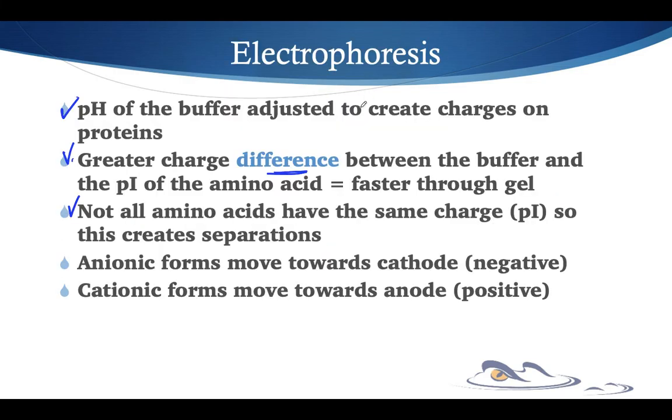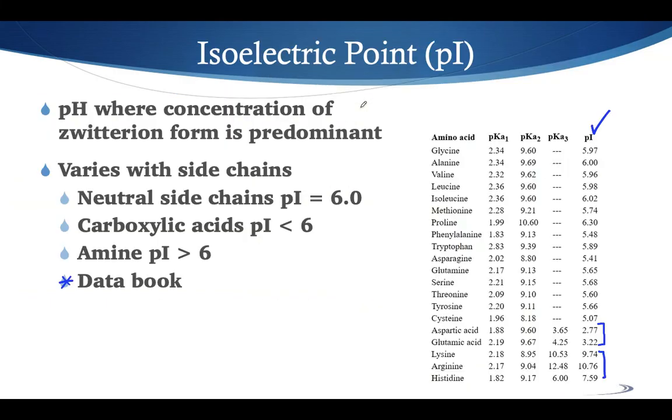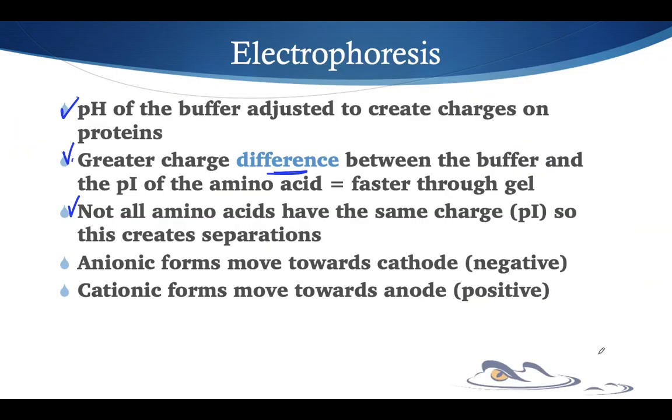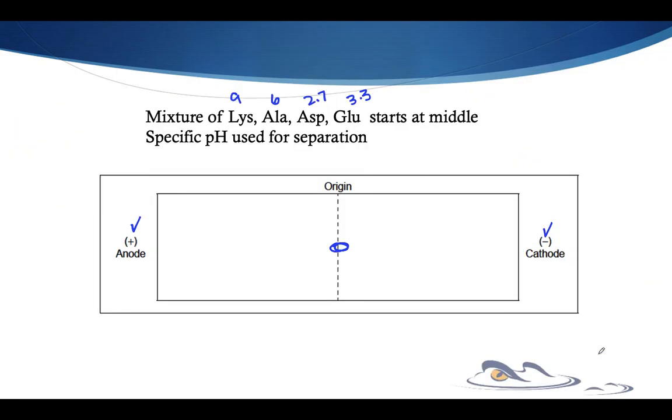I can go back and double check them real fast. I just want to make sure. Yeah, alanine is the one that's neutral, and I can see that the aspartic acid and the glutamic acid are around 2.7, 3.2, and then the lysine down here is 9.74, so almost 10, huh? So those are the PIs.